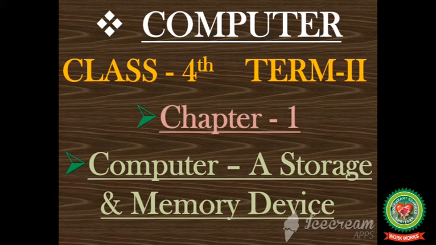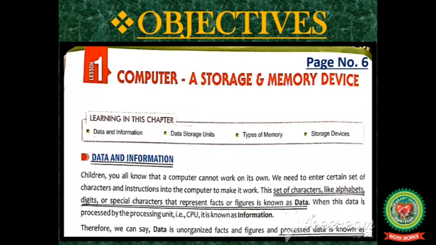Today we are going to start a new chapter, chapter number 1, Computer, a storage and memory device. So open your computer book at page number 6. The main objectives of this chapter are data and information, data storage units, types of memory and storage devices. And today we will learn the topics data and information and data storage units.